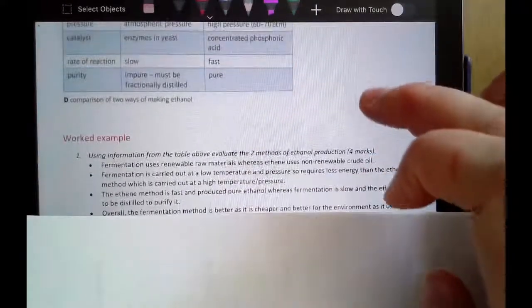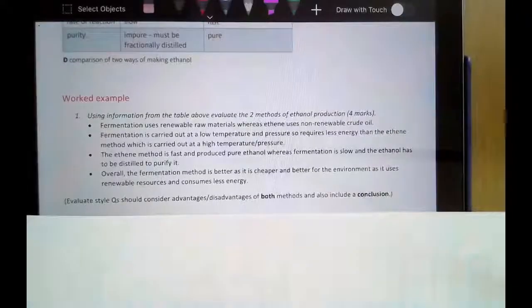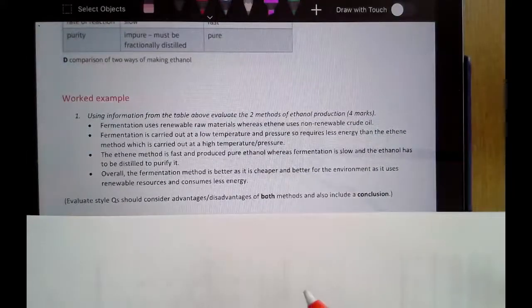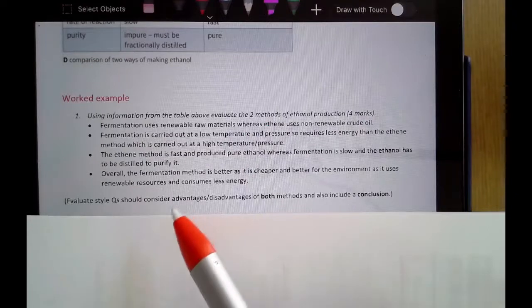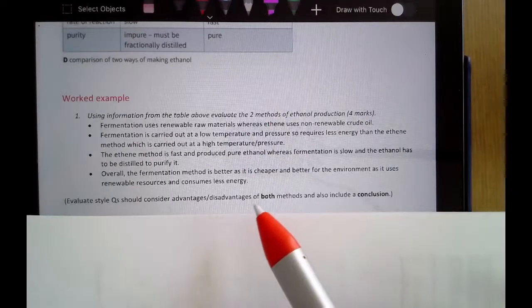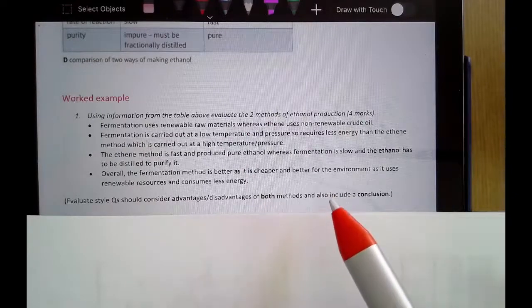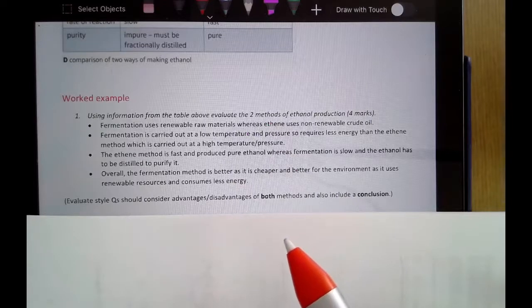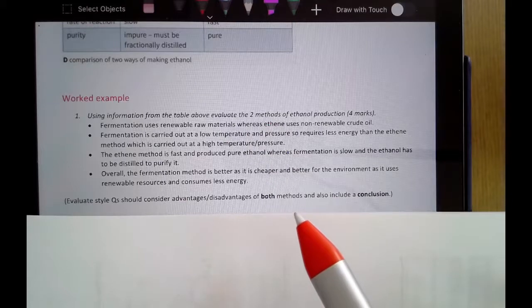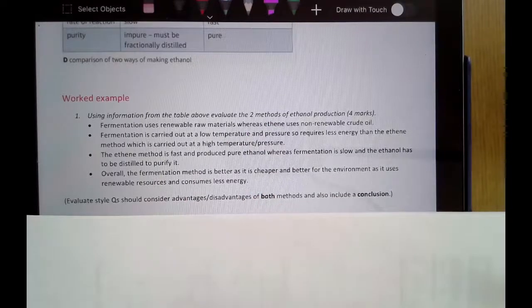Typical exam question, they want you to evaluate the two different methods. And if you're asked to evaluate, you have to consider advantages and disadvantages for both methods and then give a conclusion. And with evaluate questions, you can argue either side of the case as long as you're giving advantages and disadvantages for both and a conclusion.